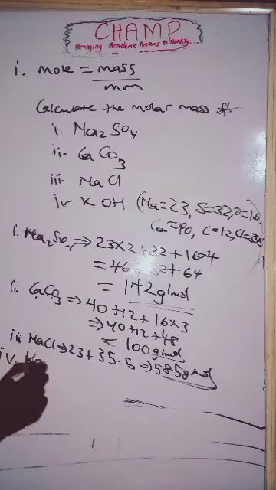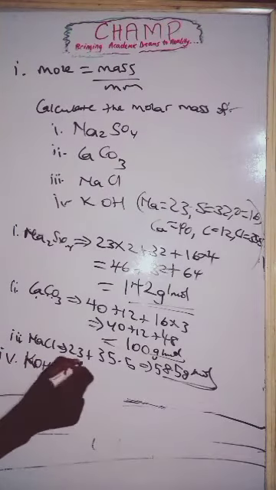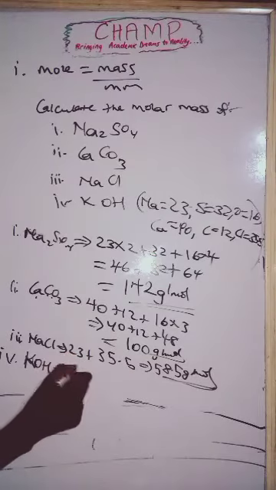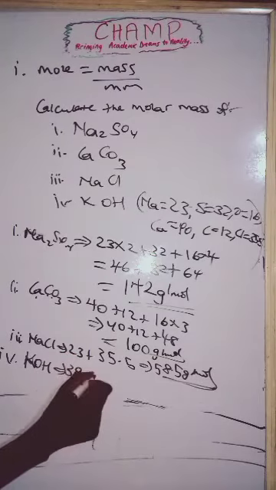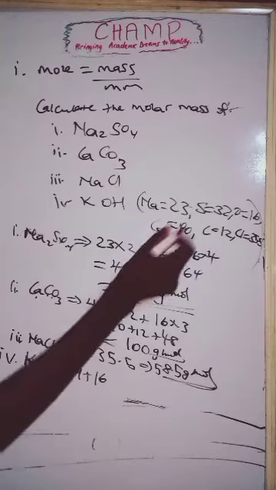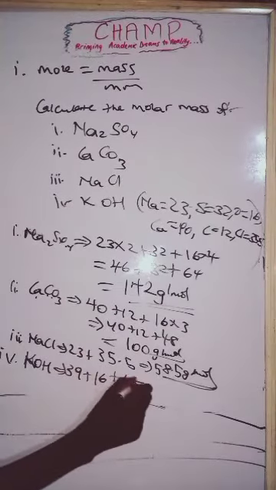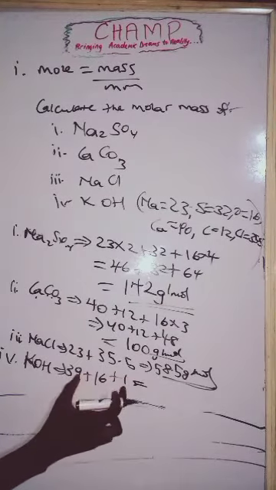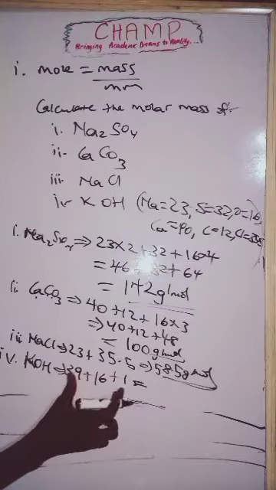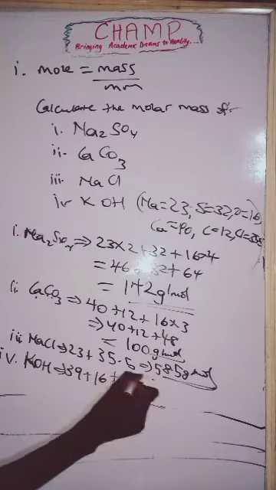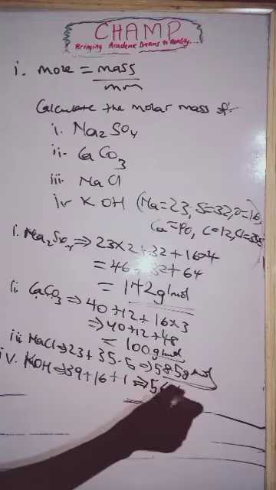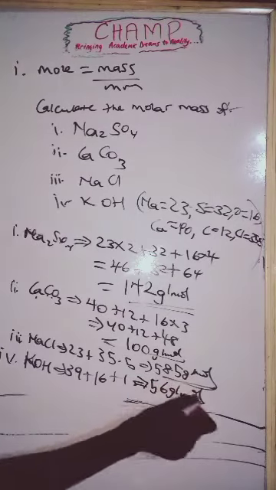And the last question, KOH. What's your K? K is 39. Oxygen is what? 16. Then hydrogen is what? 1. I don't think I write that. So 39 plus 1, that's what? 40 plus 16, 56 gram per mole.